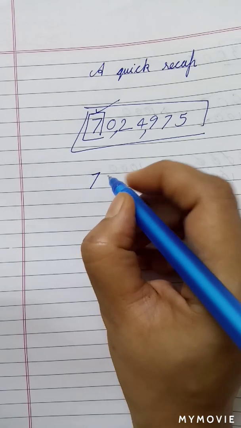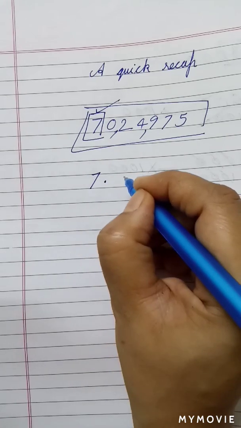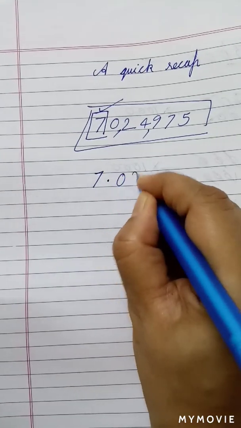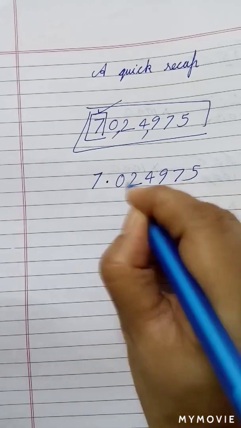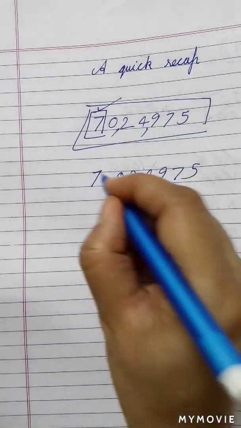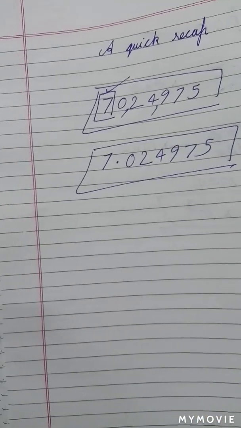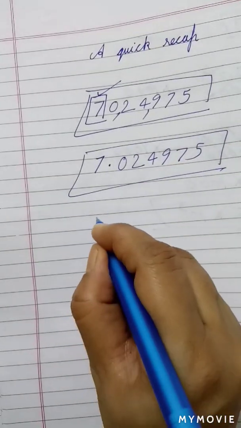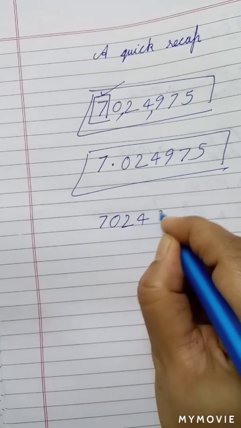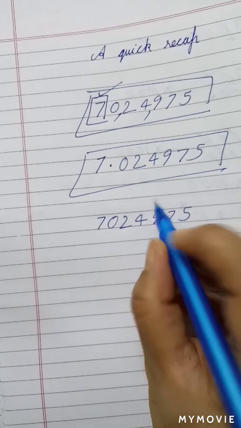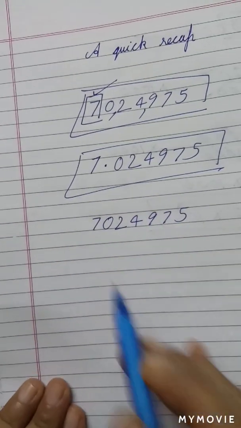7, the whole number part should be 7, and there should be a decimal, and the rest of the numbers should follow the decimal. This is the end result that we want. Okay. Now, in order to convert this number to this number, let's see what we will do.